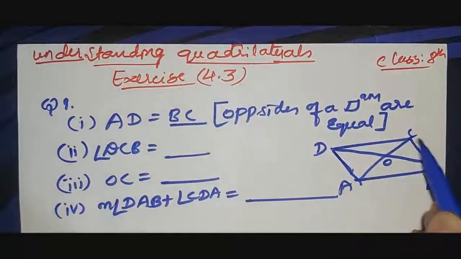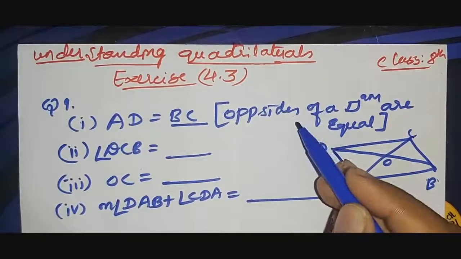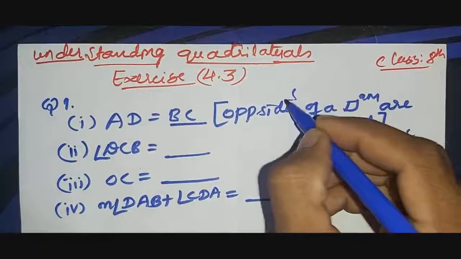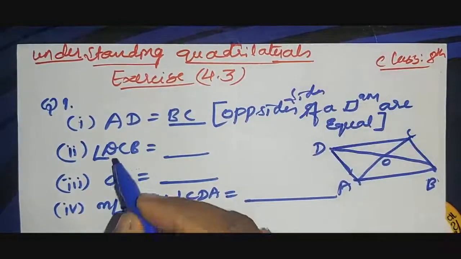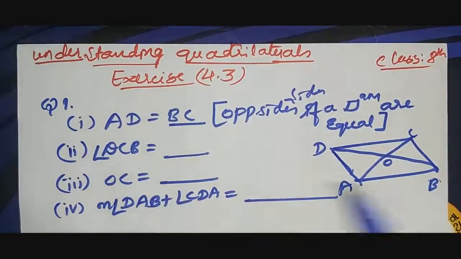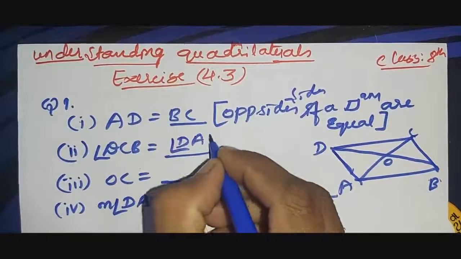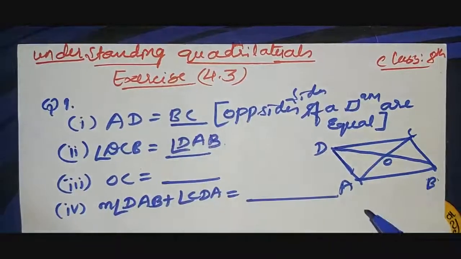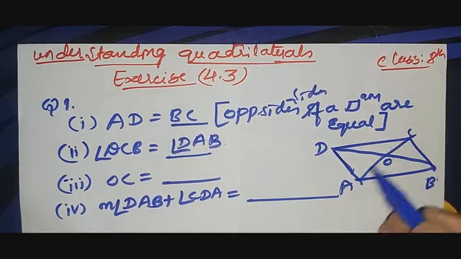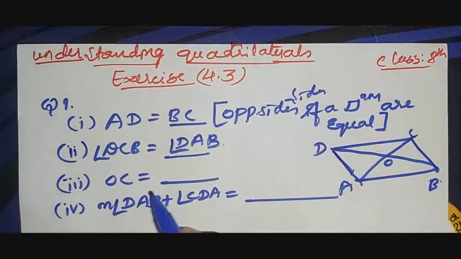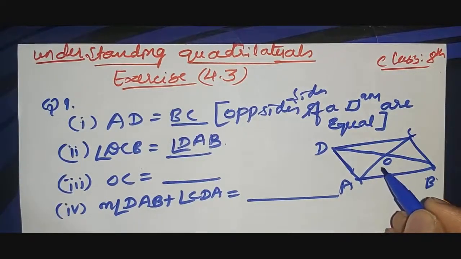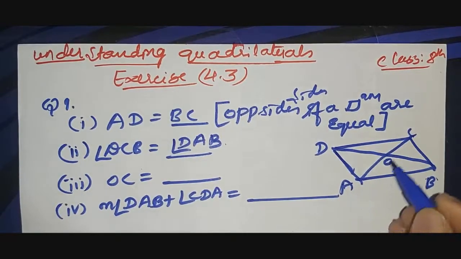Here AD is equal to BC because of opposite sides of a parallelogram. Even angle DCB is equal to angle DAB; angle DAB is the right answer. Here also we get opposite angles of a parallelogram are equal. And the third one, OC is equal to OA, since the diagonals of a parallelogram bisect each other.